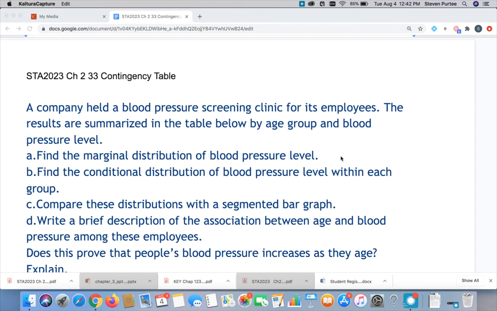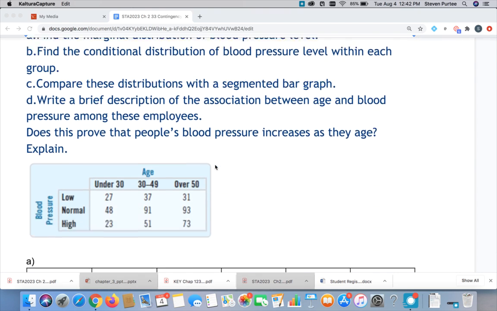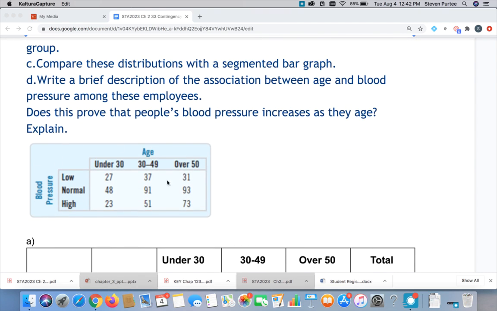Okay, let's do this contingency table problem. Pause the video and read the question here. Okay, hopefully you've done that. So here is our contingency table.